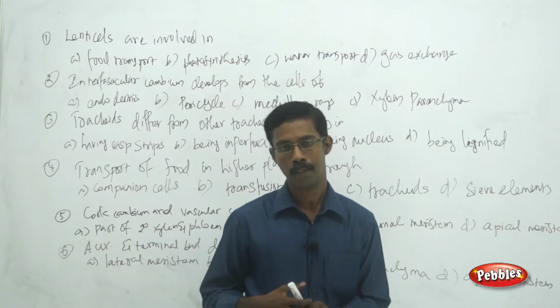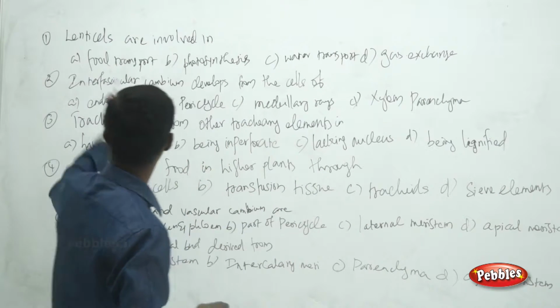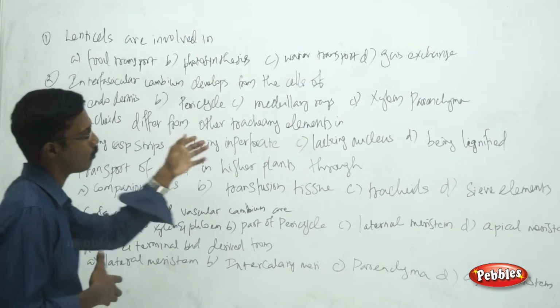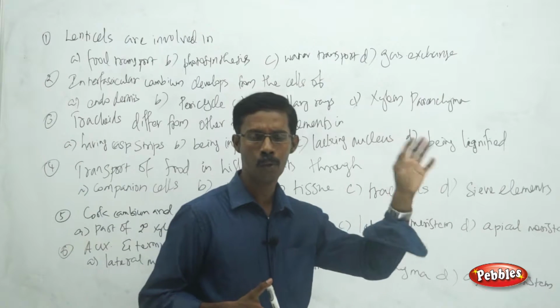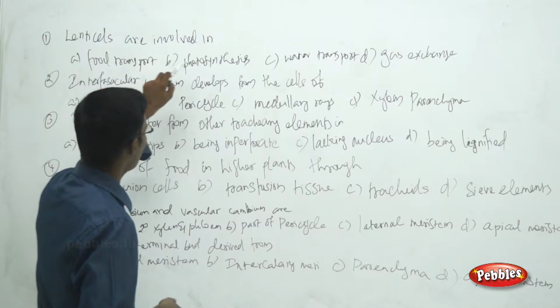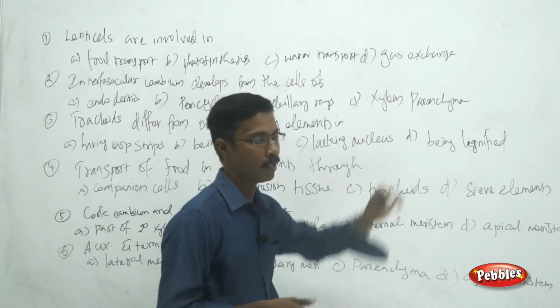And now we are going to see the next set of questions from the plant tissues. And see the first question. The lenticels are involved in. Okay, there are some choices given for you, the function or role of the lenticels: food transport, photosynthesis, water transport and gas exchange.